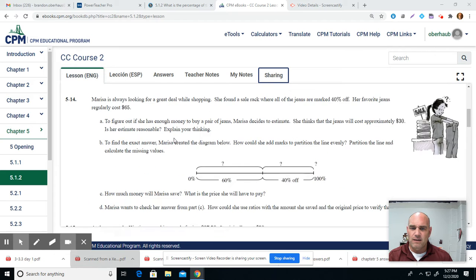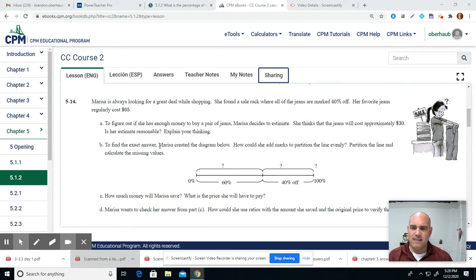In part B, to find the exact answer, Marissa created the diagram below. How could she add marks to partition the lines evenly, evenly being the key word, and calculate the missing value? All right, so let's see. So I know I can fill in $65 right here because we know that 100% of the cost, the total cost of the jeans, is 65. So I know that's going to be 65. Now I've got to figure out how to partition this.